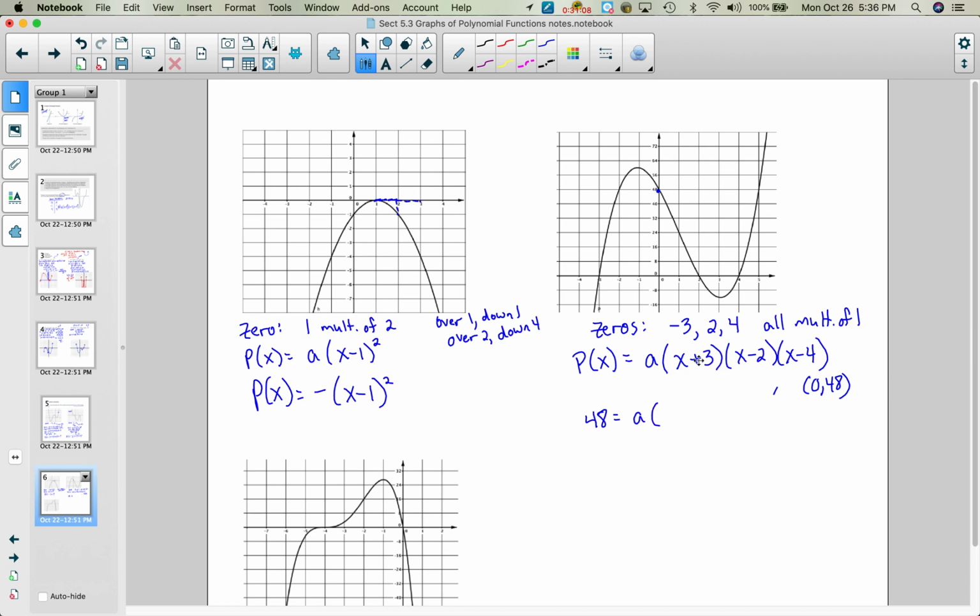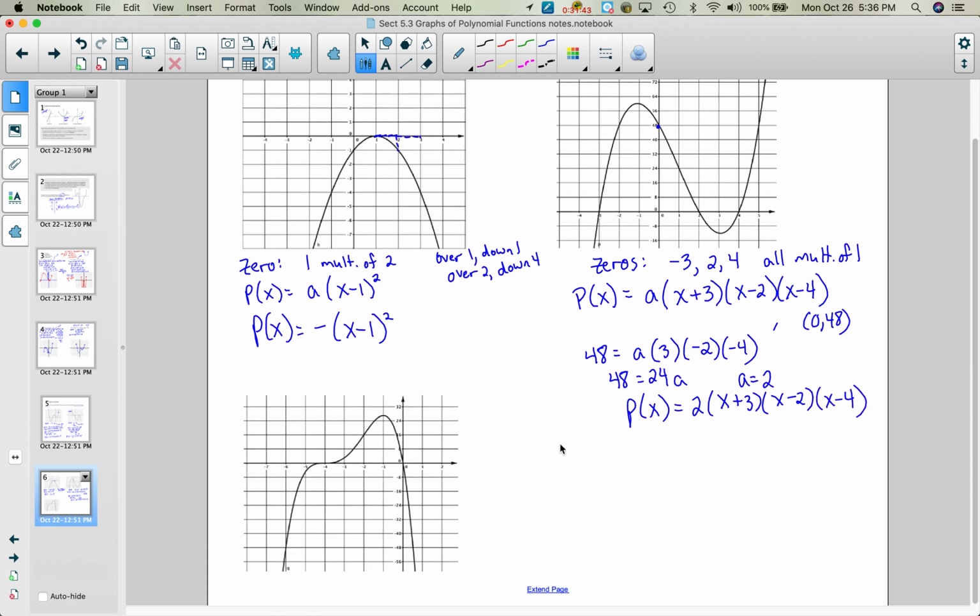0 plus 3 is 3. 0 minus 2 is negative 2. And 0 minus 4 is negative 4. So negative 4 times 3 is negative 12 times negative 2 is a positive 24. So a is 2. So p of x, p is for polynomial, is 2 times x plus 3 times x minus 2 times x minus 4.